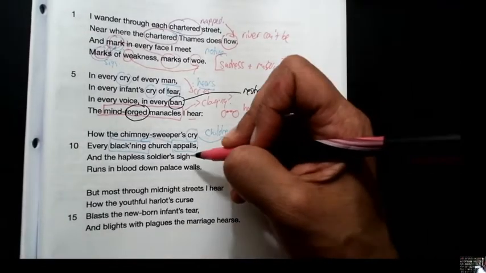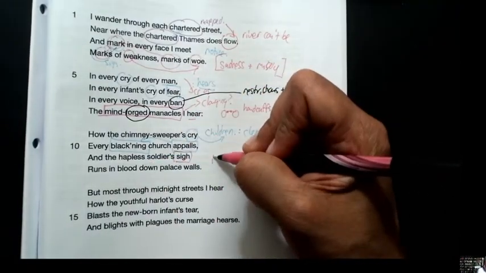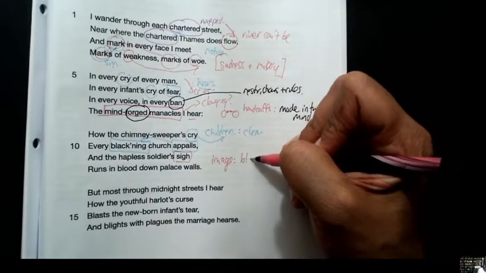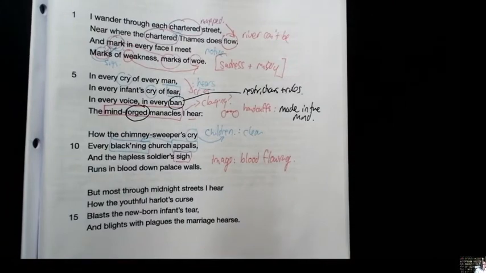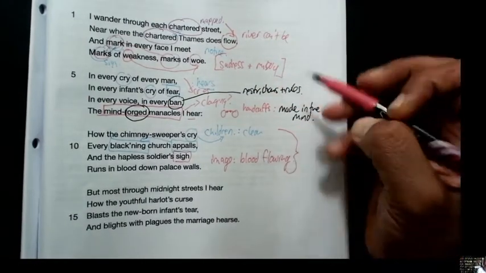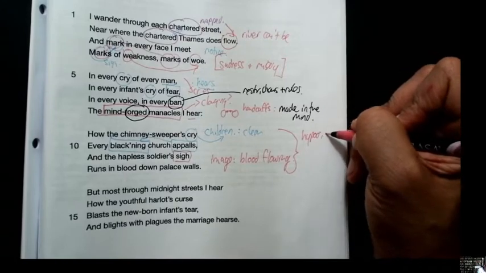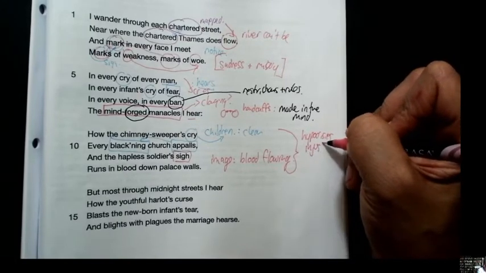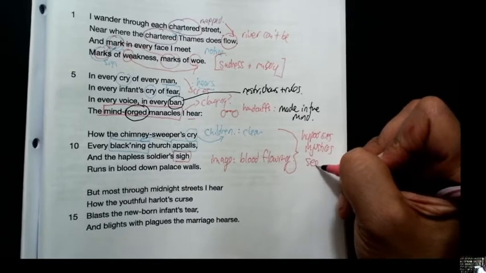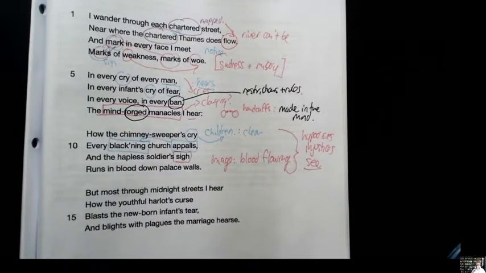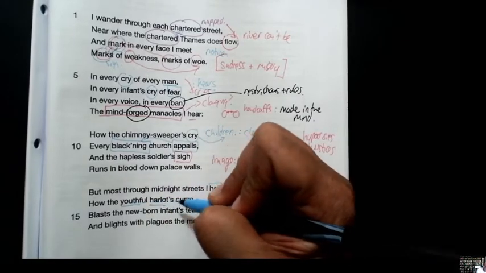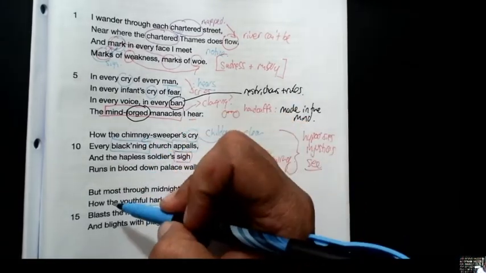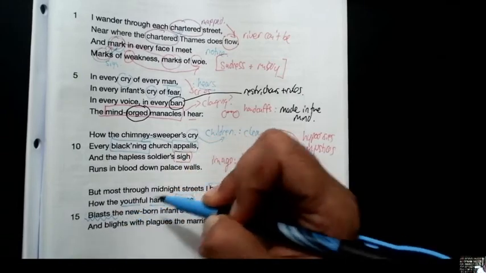And the soldiers' cries, the image is of blood flowing down palace walls. So these hypocrisies and injustices, he can see them. He hallucinates them. They're vivid to him. But the biggest thing that he hears is the young prostitute's curse, and how it blasts.